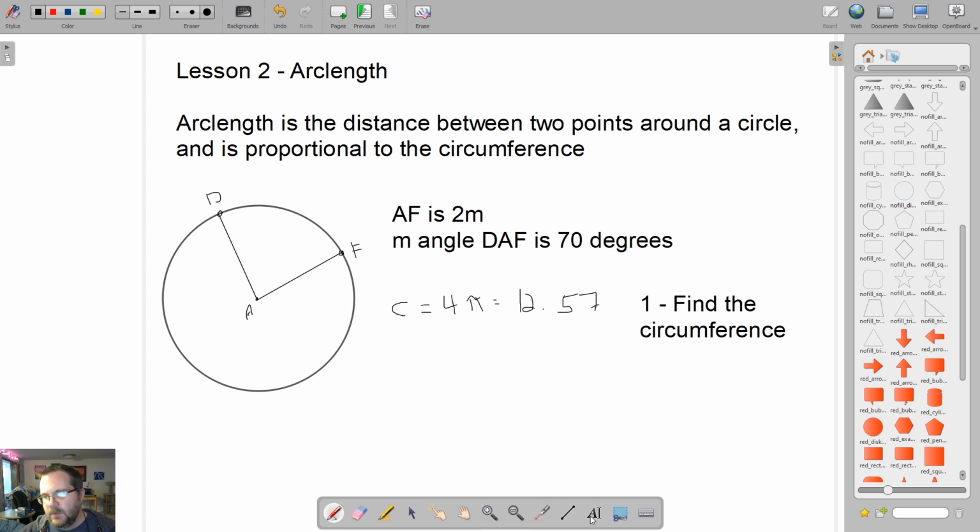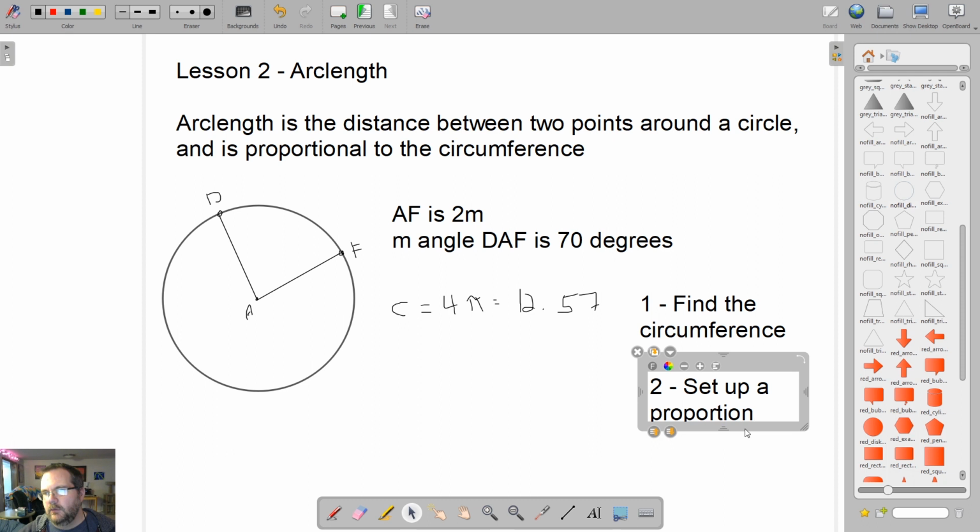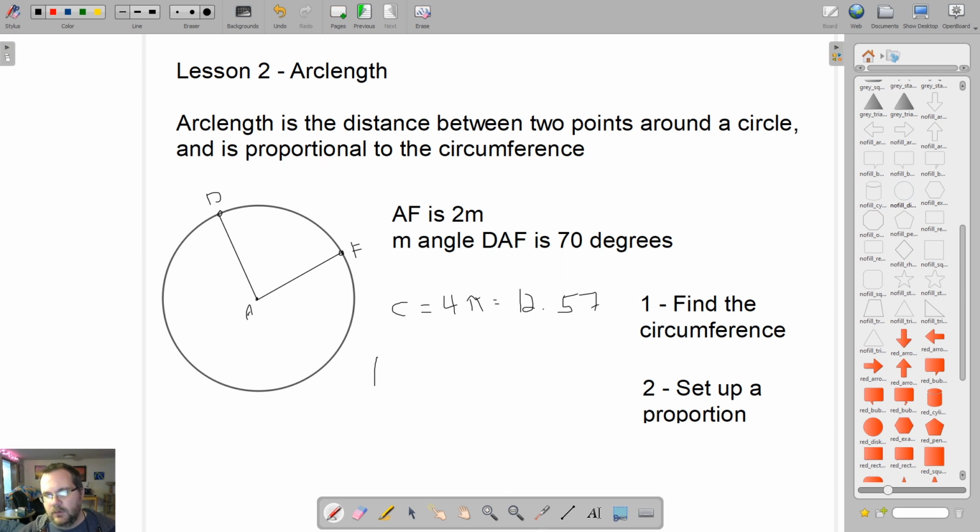All right, so now after you find the circumference, step 2 is going to be to set up a proportion. And this proportion is going to compare like thing to like thing. So let's go over how you can set it up. In general, the formula that you're going to use is the arc length, which I'm going to abbreviate as AL, over the circumference is going to be equal to the angle measure, I'm just going to spell that out as angle, over however many degrees are in the actual circle. So a circle has a total of 360 degrees inside of it.